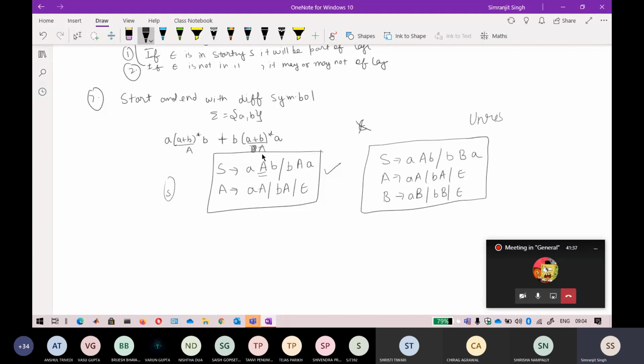But if there is only a plus b star and a plus b star is given already in the regular expression, why use different variables? So I think that is the correct one, and keep that in mind. There is no compulsion that your grammar will be smaller, and then there is a minimization of grammar. There is no kind of rule that exists in it. So this is also correct.